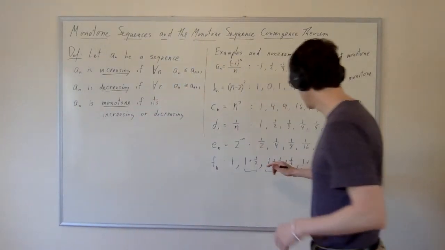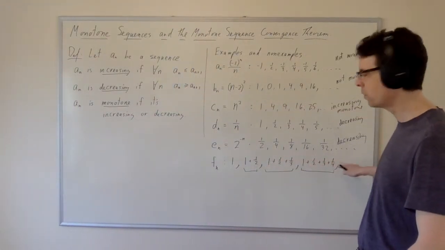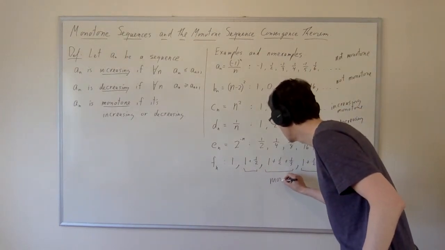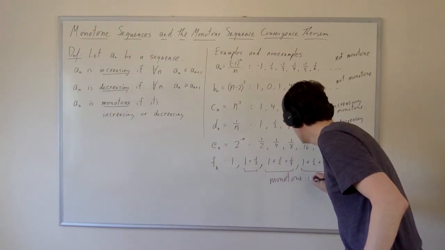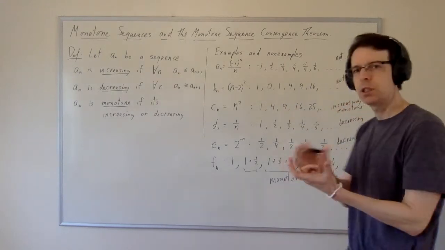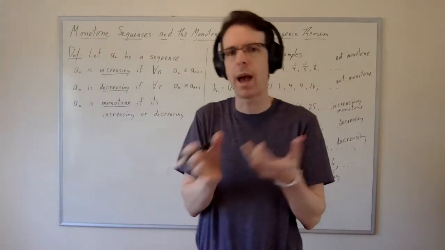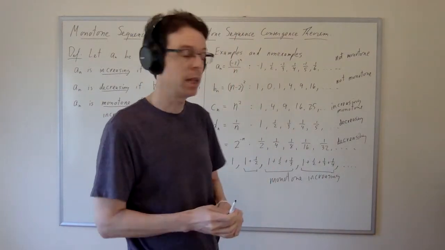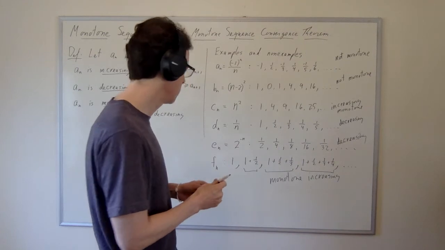And because of that, even though the terms are very difficult to predict what their exact values are, we do conclude here that this thing must be monotone increasing, because the relationship between any term and the next term is you're just adding on some positive fraction. And so it's going to get slightly larger. And so this is a monotone increasing sequence.